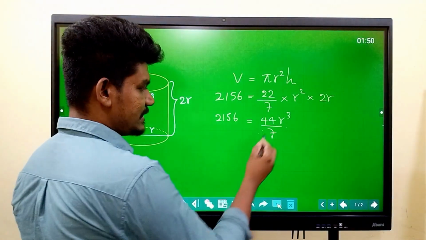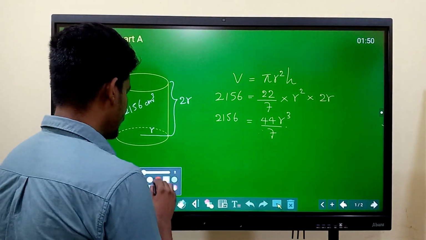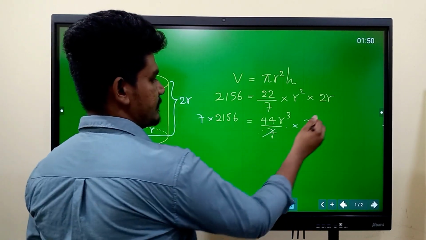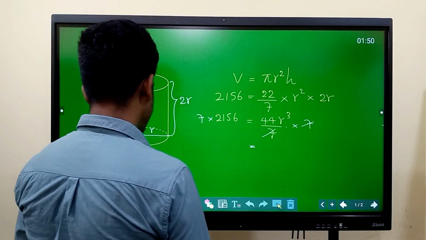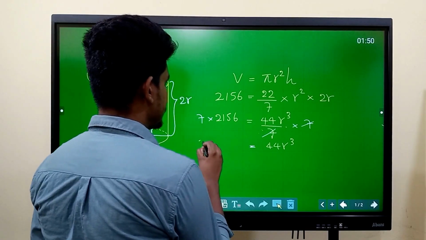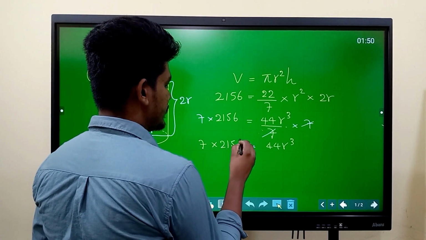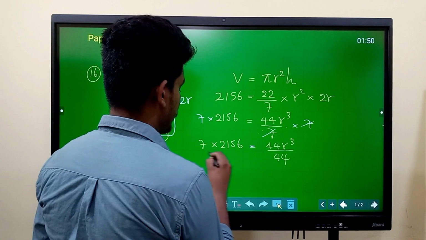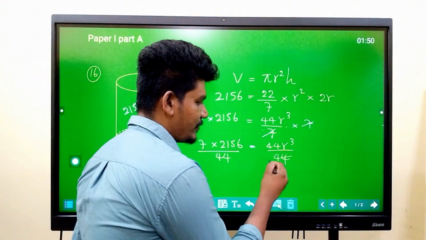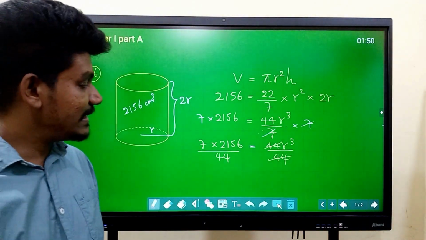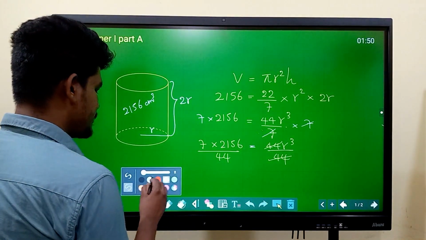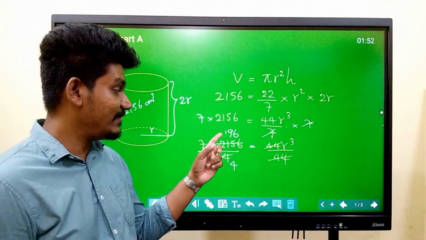Now what to do? We're going to multiply both sides by 7, right? Then we can remove that division by 7 from both sides. Here 7 and 7 cancel. Then in the next step we are going to divide both sides by 44. Here 44 and 44 get cancelled. And on the left side we can simplify up to a certain extent, right? So I'm going to divide these two terms by 11. Divided by 11 will be 196.